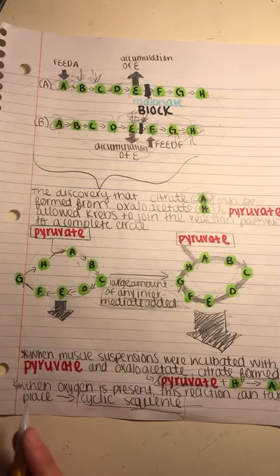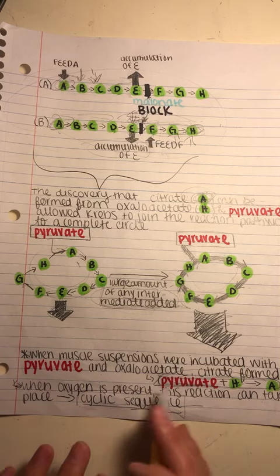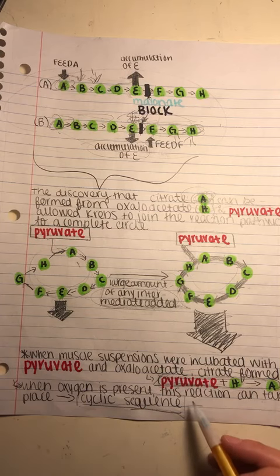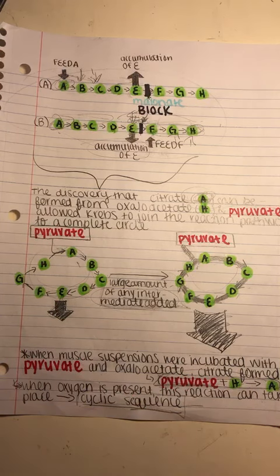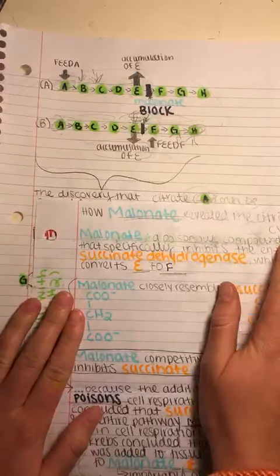He also discovered oxygen needs to be present for this to happen. And yeah, so that is how malonate revealed the citric acid cycle.